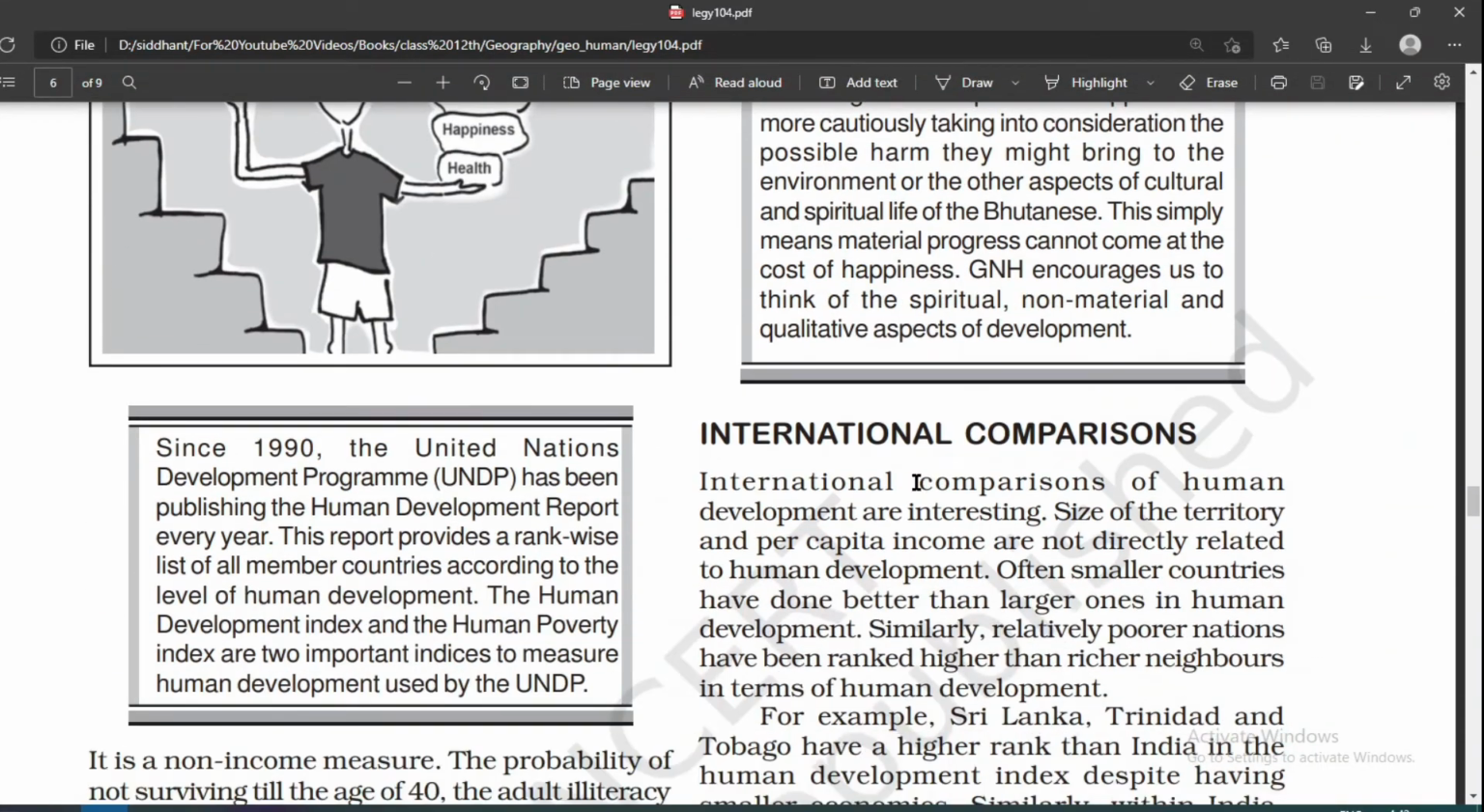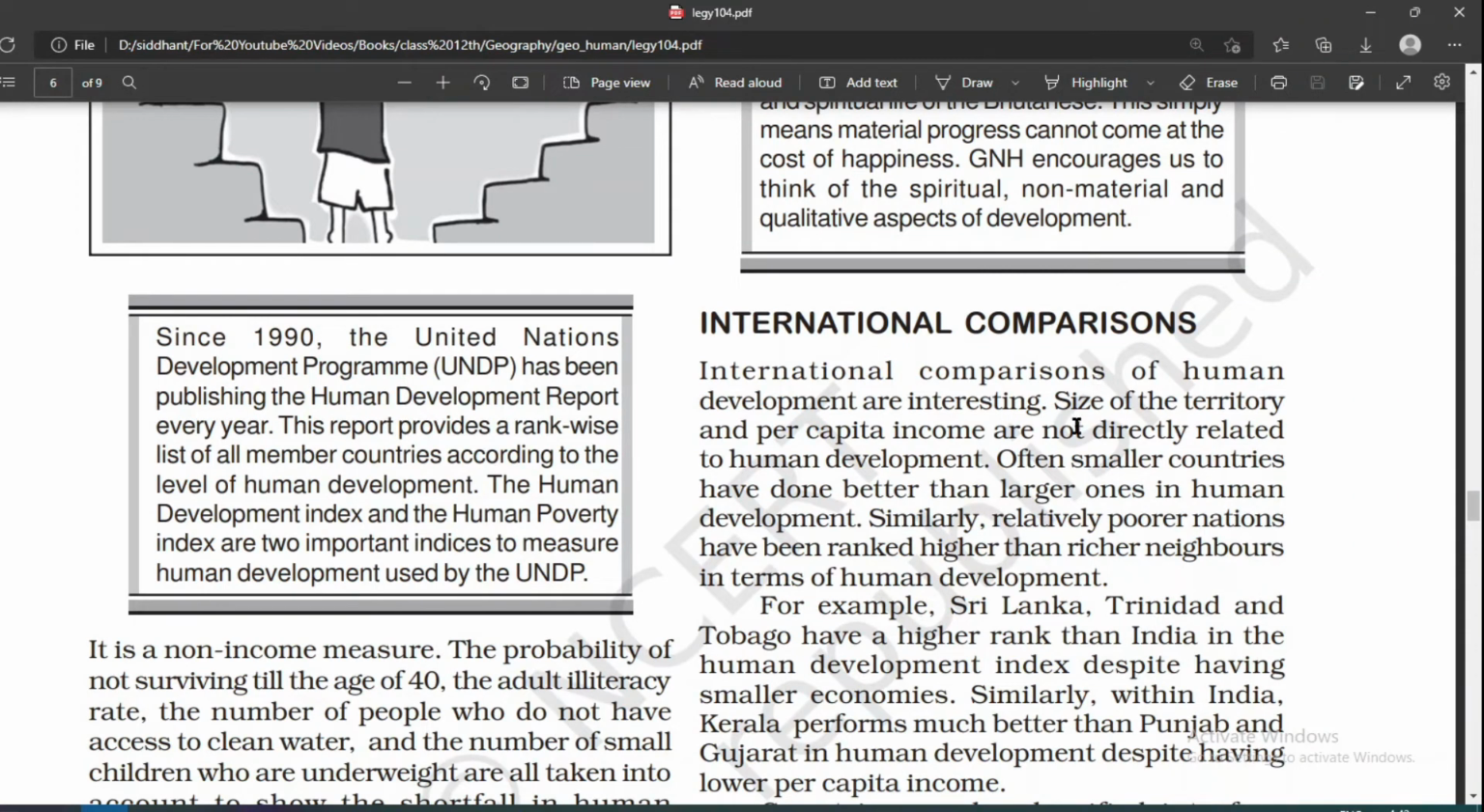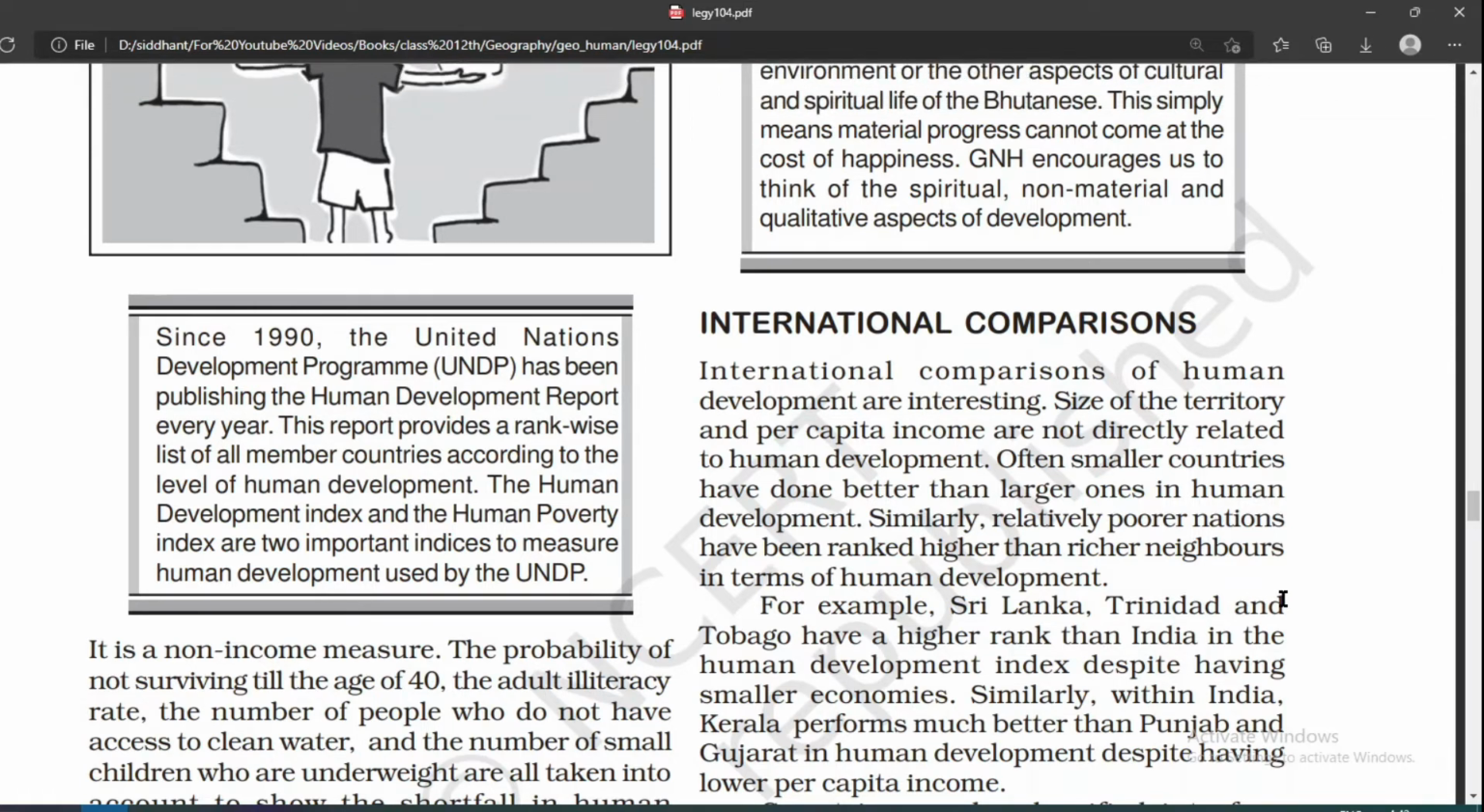International comparisons of human development are interesting. Since the size of the territory and per capita income are not directly related to human development, often smaller countries have done better than large ones in human development. Similarly, relatively poorer nations have been ranked higher than richer neighbors in terms of human development.